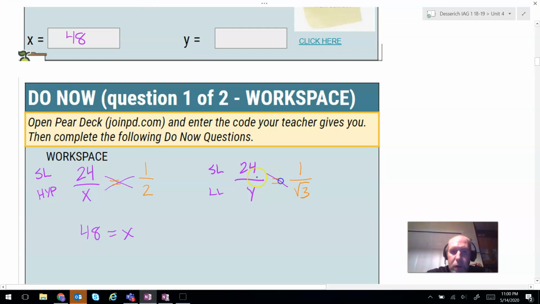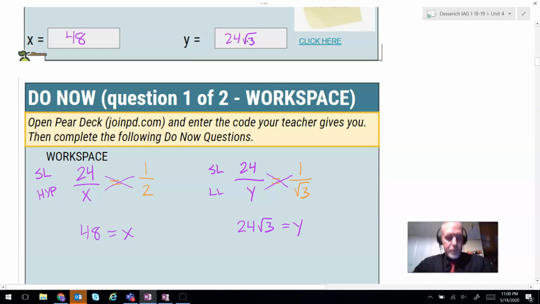Now we cross multiply 24 times the square root of 3. We just have to leave that as 24 square root of 3. 1 times y is equal to just y. So that's it. Y equals 24 times the square root of 3. Hopefully you got that one.